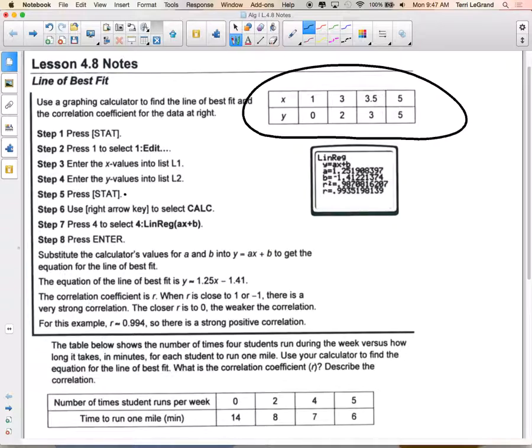You're not doing that right there, apparently. Calc, enter. 4, enter.